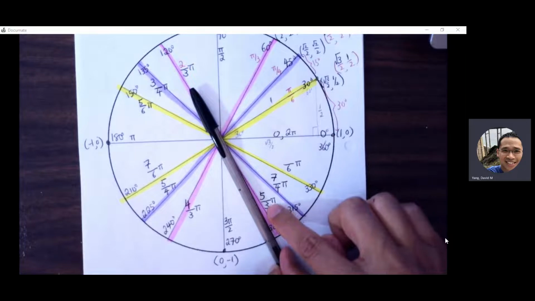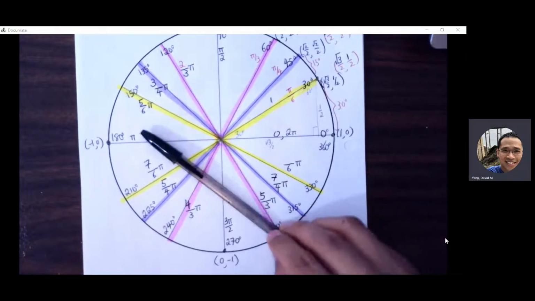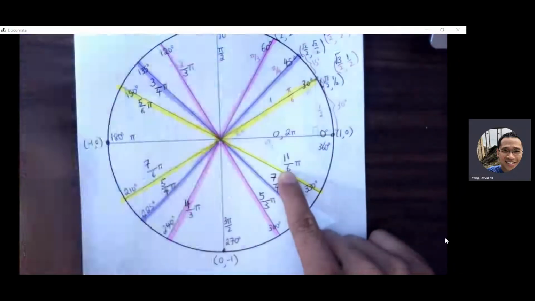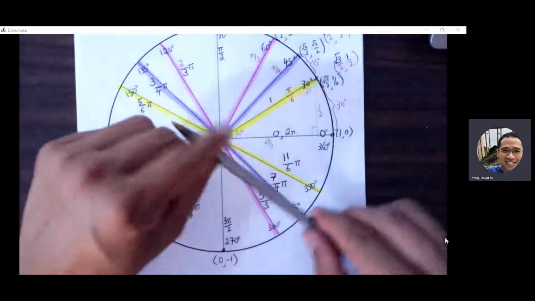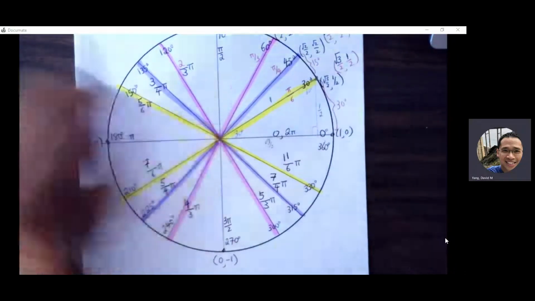10 over 6 is the same thing as 5/3. We leave that alone. 10/6 plus 1/6 is 11/6. So there's our final spot to fill in. And then 11/6 plus 1/6 is 12/6. 12/6 is the same thing as 2.